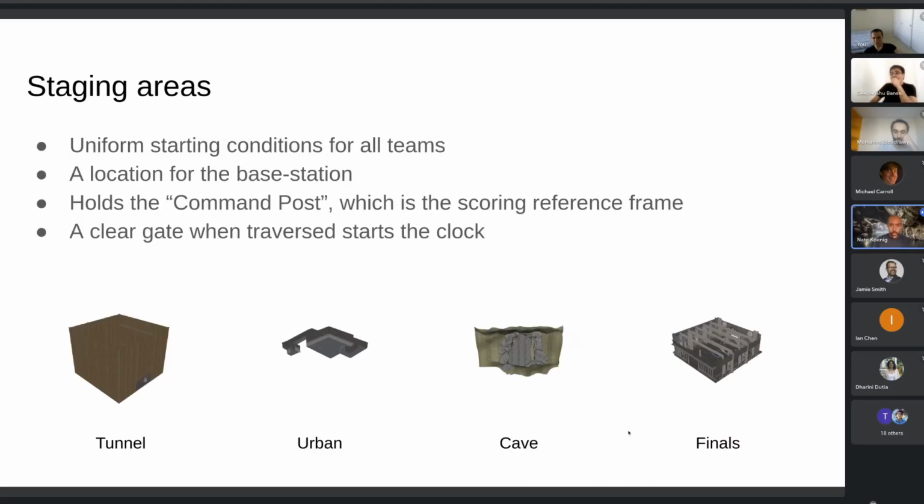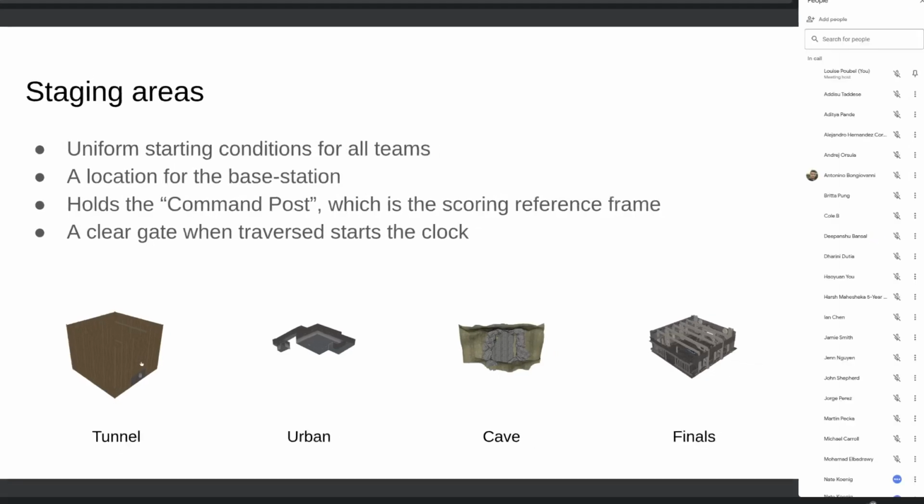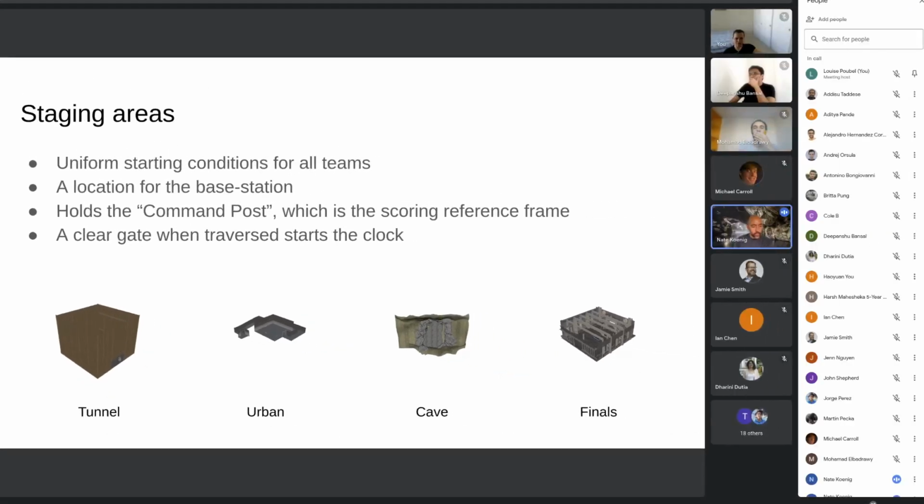All right, let's go into some of the staging areas. So each domain had its own staging area. They were meant to be consistent across all teams. Each robot was spawned in a grid pattern, so that all teams started in a similar fashion.